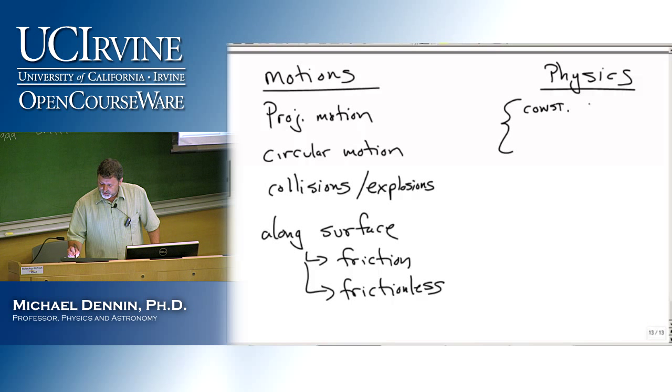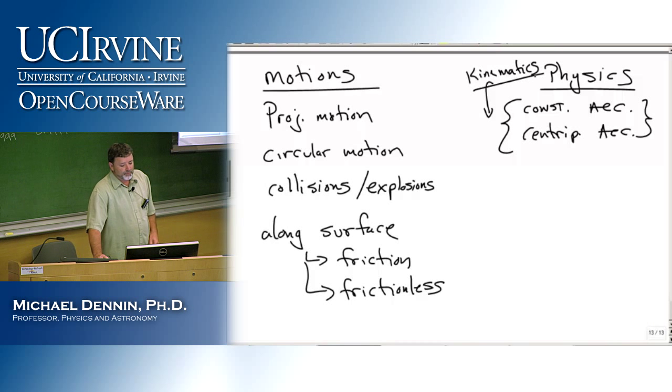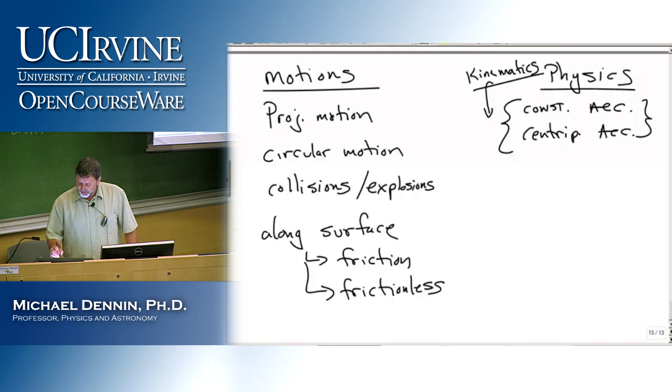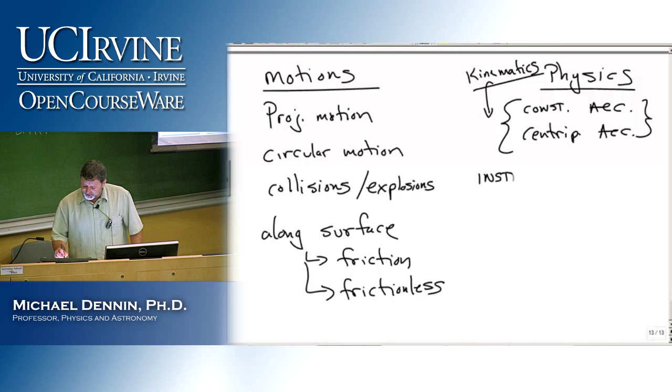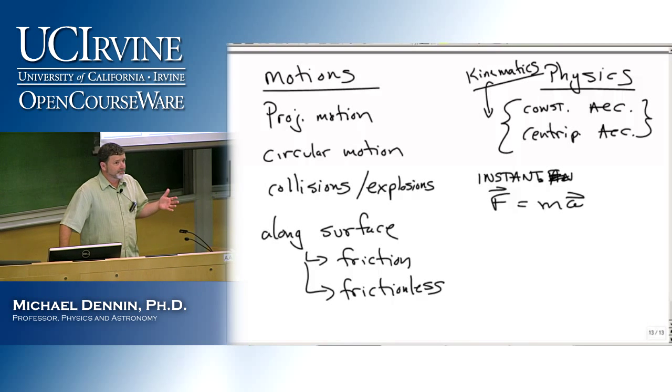On the other side, some physics we used was constant acceleration versus centripetal acceleration, right? Two different types of accelerations, which is basically kinematics. Kinematics was describing motion. The other thing we did, and keep in mind, this had to do with situations that were instantaneous. We used Newton's law, F equals ma, because it just had to do with the instant.